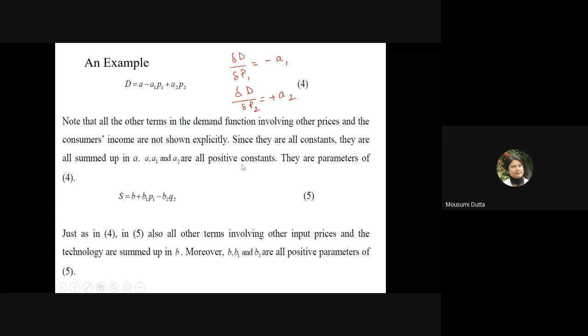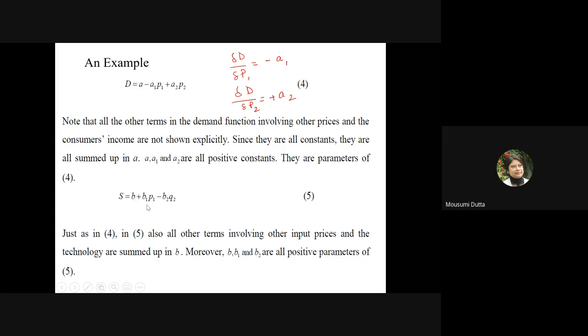A, A1, A2 are all positive constants. They are the parameters of equation 4. These are all constants, all positive, and they should be considered as parameters of the model. We are considering the usual negative slope of the demand curve because del D by del P1 is minus A1. We are considering X1 and X2 as substitutes to each other because del D by del P2 is a positive amount given by A2.